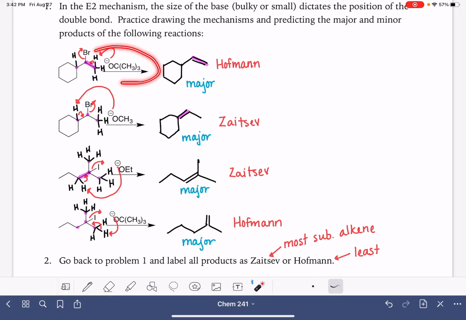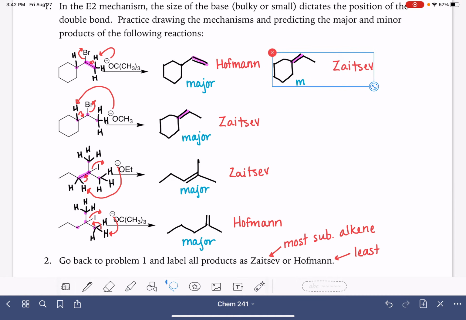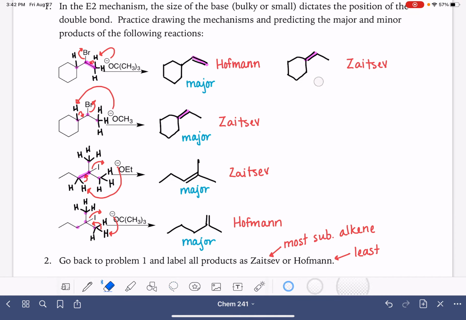So when we are using the bulky base, the major product is the Hofmann product, the least substituted product, but we do see that we get a little bit of the Saytzeff product being formed. So we'll add this up here, because in small amounts, this guy is also being formed. So here is a minor product.